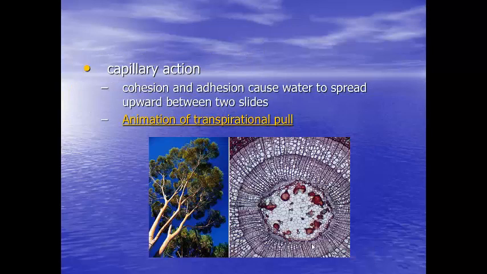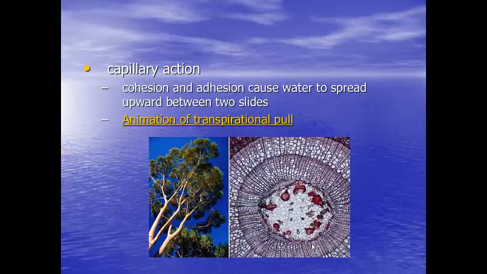Cohesion also leads to capillary action. Capillary action is actually due to cohesion and adhesion. Cohesion is water molecules sticking to water molecules. Adhesion is water sticking to other things. For example, water can stick to the sides of glass. Water also sticks to the sides of tubes running up trees called xylem.